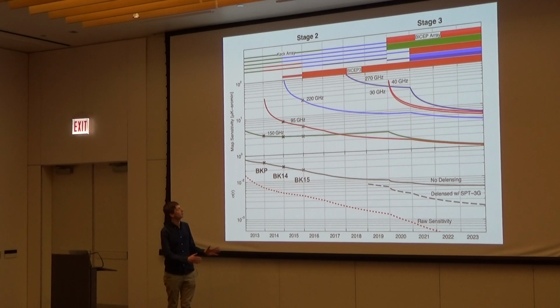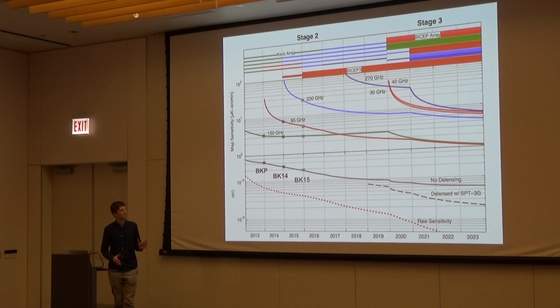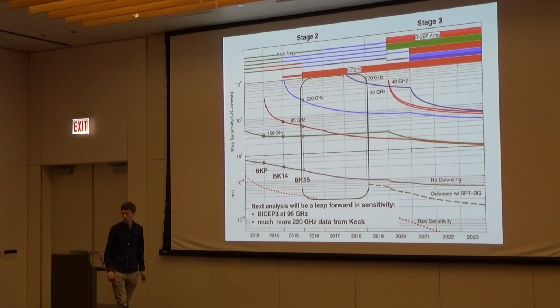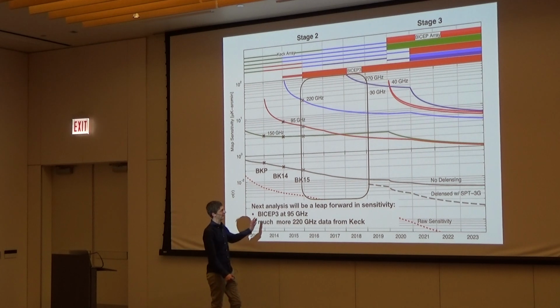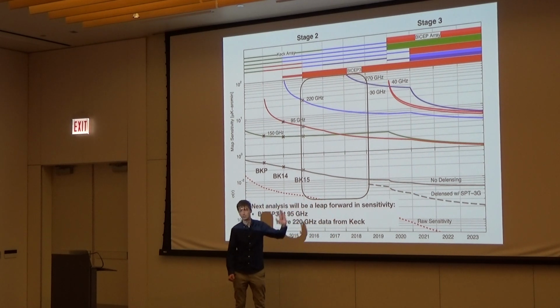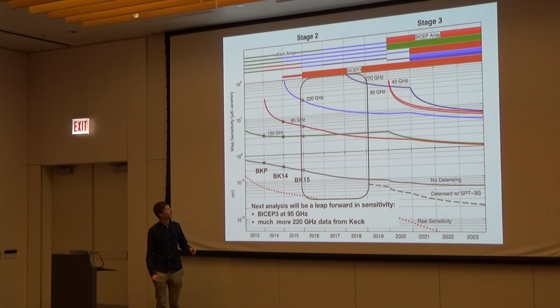And the key point I want to make here is that the really exciting stuff is around the corner. The analysis that we're working on now will not just be a BK16 analysis. Given how far we've slipped back in time, we're ready to try to catch up and add 3 more years of data into the upcoming analysis. And not only is that 3 more years of Keck data, but we now have BICEP3 online, as you can see from the top right of that image, which is a lot of sensitivity at 95 gigahertz.